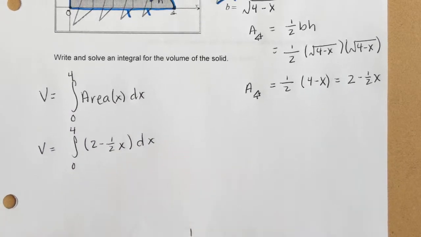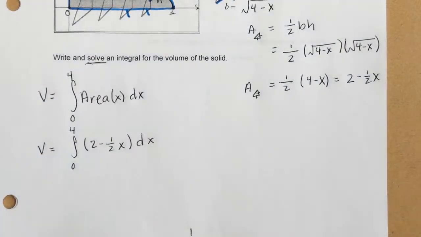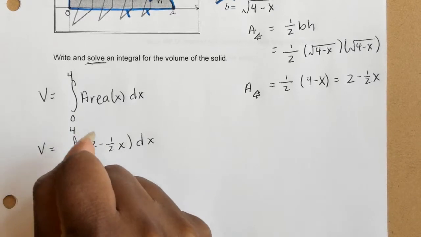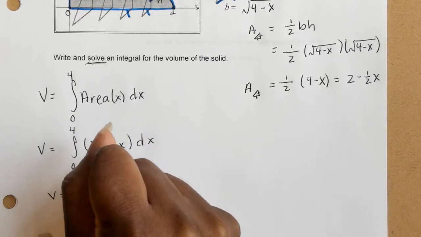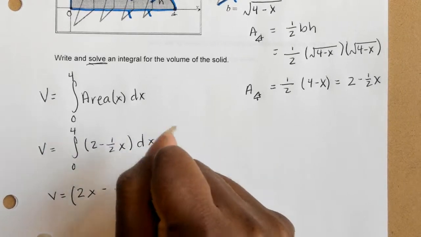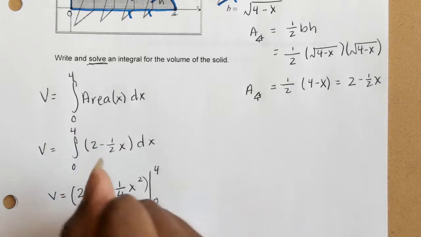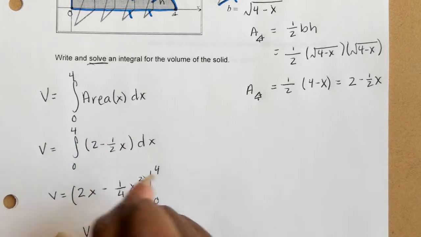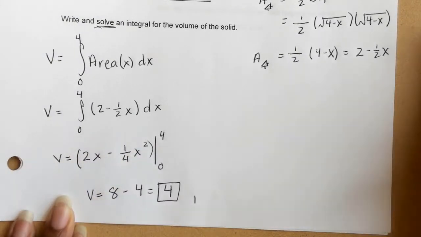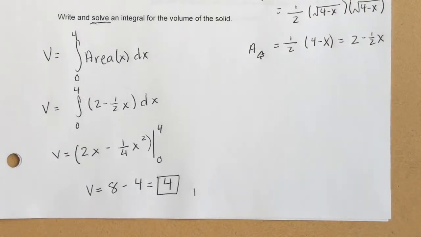Okay, and so this problem is asking us to write and solve, so we'll go through the entire process. We'll integrate this. So V is equal to 2x minus 1/4 x squared, and we're integrating from 0 to 4. So that gives us V is equal to 8 minus 4, which is 4. So the volume of the solid that we would create if we drew a bunch of isosceles right triangles on that shaded area being the base is 4.